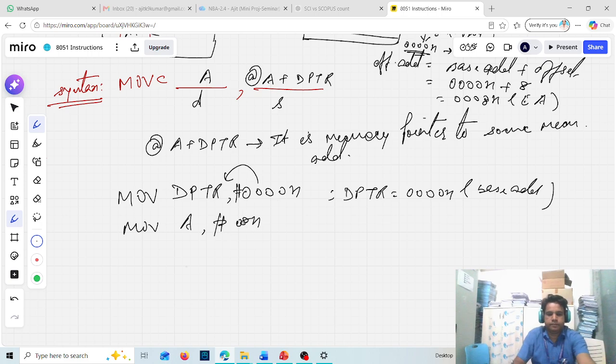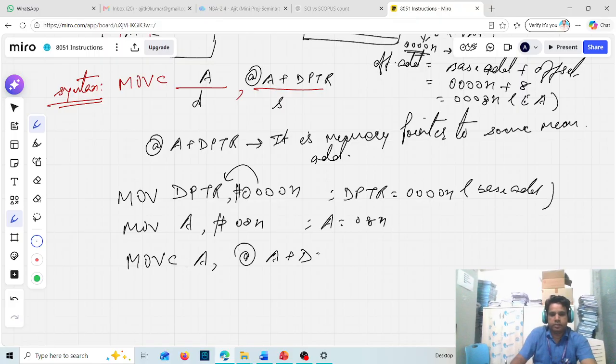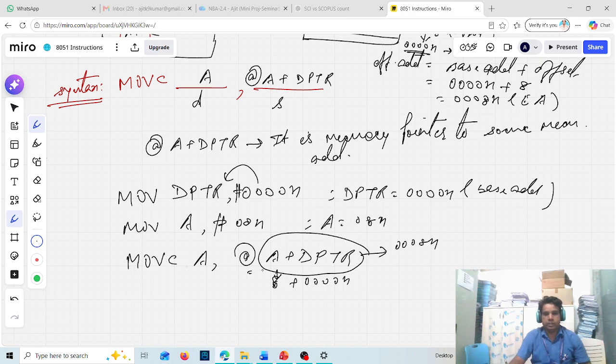Okay, so here A becomes 08h. Now you will write something like this: MOVC A, @A+DPTR. So this A is 8 plus DPTR is 00h. So this is actually pointing to the address 0008h. Why is it pointing? Because we have written here @.